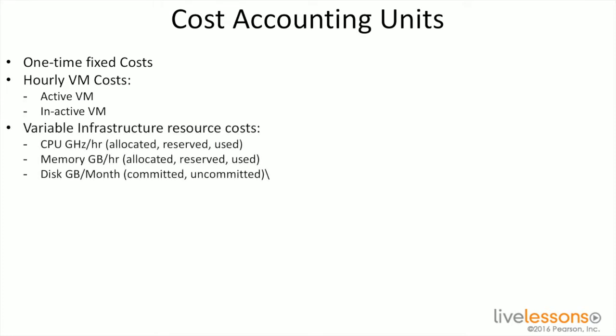The variable cost can be per CPU hour, and this could be allocated, meaning how much you're given at a particular time, how much is reserved for that particular application, or it can be based on how much is actually used. So you can allocate a certain amount of CPU, and whether you use it or not, you're still charged for it. You can dedicate a set of CPU, or you can have it based on how much CPU you use. On the memory side, same thing. You've got the ability to allocate, reserve, or charge for how much is actually used from a memory perspective. And of course, the same holds true on the disk side.